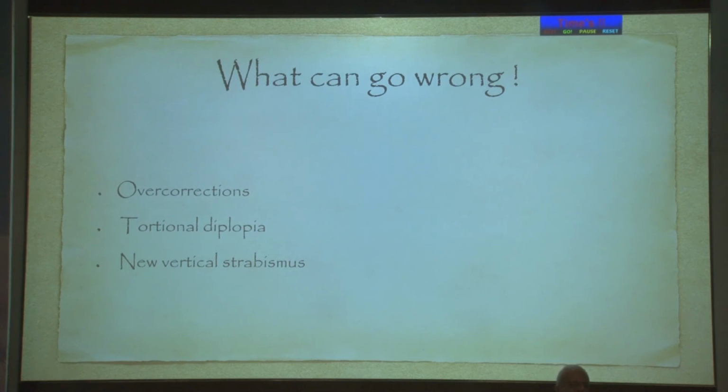What can go wrong post-surgery? Overcorrections happen. Sometimes you can induce torsional diplopia following SRT or VRT, and sometimes in transposition procedures, you can also induce new vertical strabismus, which was not there earlier. If any of these two things happen, it is best to explore as early as possible in the postoperative period. And especially if you're planning transposition, this must be discussed with the patient before you do the surgery.